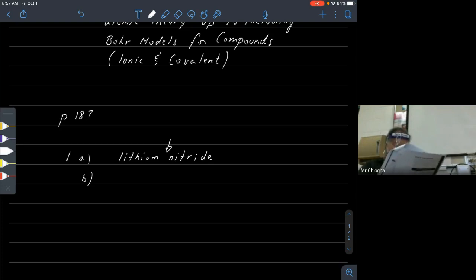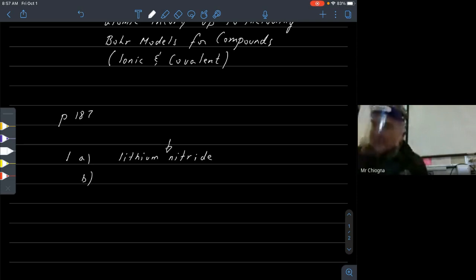Next one, silver oxide. Instead of oxygen, change it to oxide. Next one, rubidium fluoride. Next one, silver iodide. You have to pay attention, guys, because I'm not writing it down. So, next one, aluminum bromide. Next one, calcium iodide. Metal always comes first. If it's ionic, we always state the metal first.